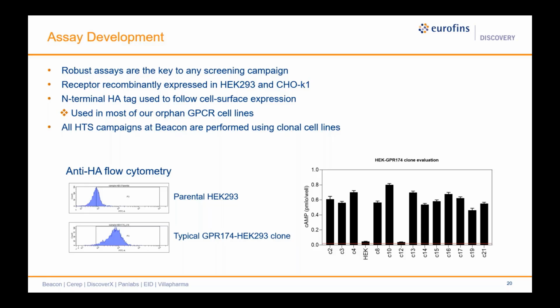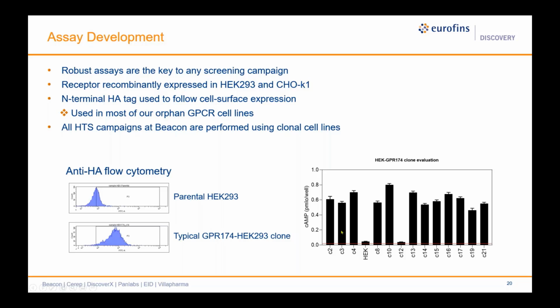We express our receptors in HEK293 cells and CHO cells. We label the receptors with an N-terminal tag to follow cell surface expression, and this is used in most of our orphan GPCR cell lines. And all the HTS campaigns we perform at Beacon are done using clonal cell lines. And at the bottom of this slide, we just have a demonstration of what it looks like once we clone our receptors into the HEK293 cells: you get a big shift in expression on the cell surface.